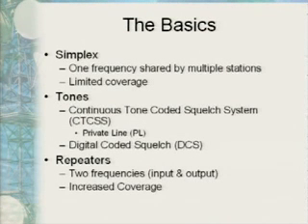That's called simplex. The challenge with that is then everybody has to have their own frequency, and then you start to run out of frequencies because there's only so many of them out there. Then you start interfacing with tones. There's two different types of tones, CTCSS and also DCS. CTCSS is Continuous Tone-Coded Squelch System, and otherwise known as PL, or private line, depending on which flavor you're using.